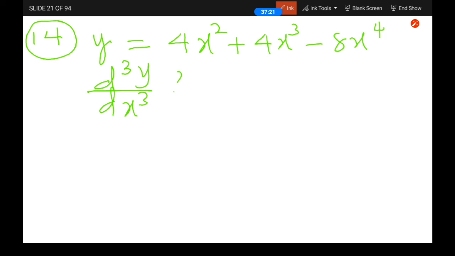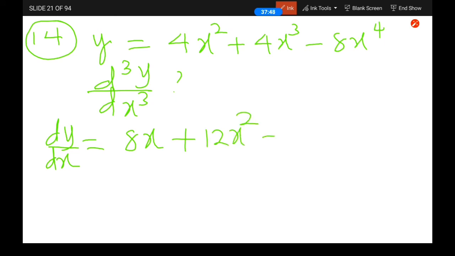That means we are going to differentiate 3 times, right? And that will now be what? Look at that. And that will be dy dx. Yeah, in this case will be what? Let's go together. Differentiating becomes 8x, good, plus 12x squared minus 32x cubed, right?